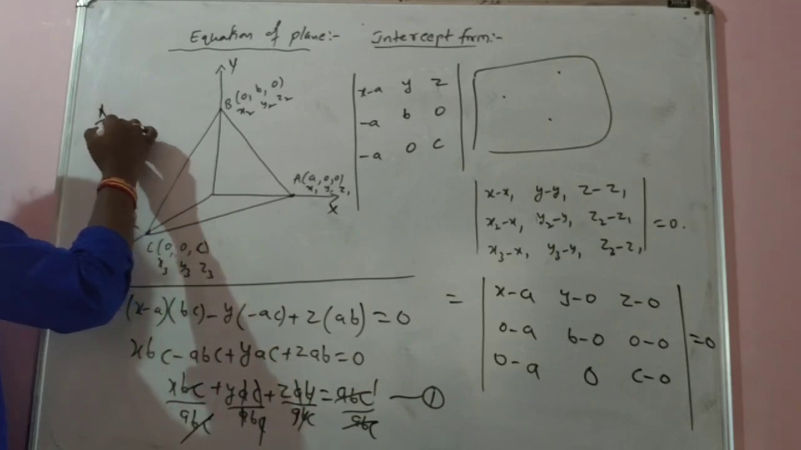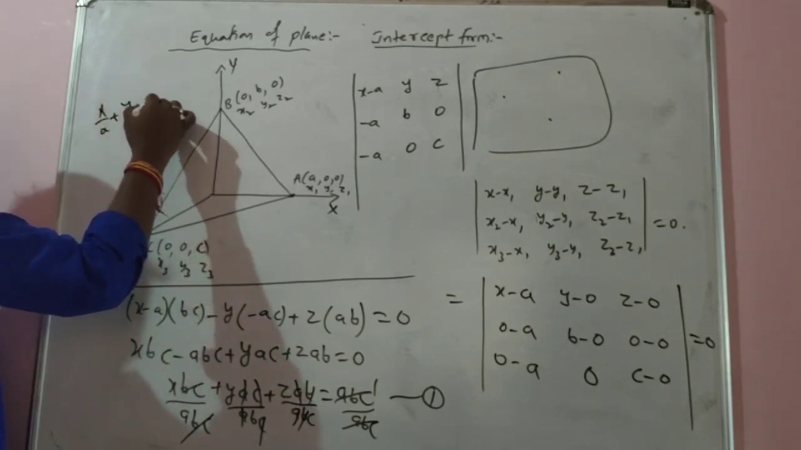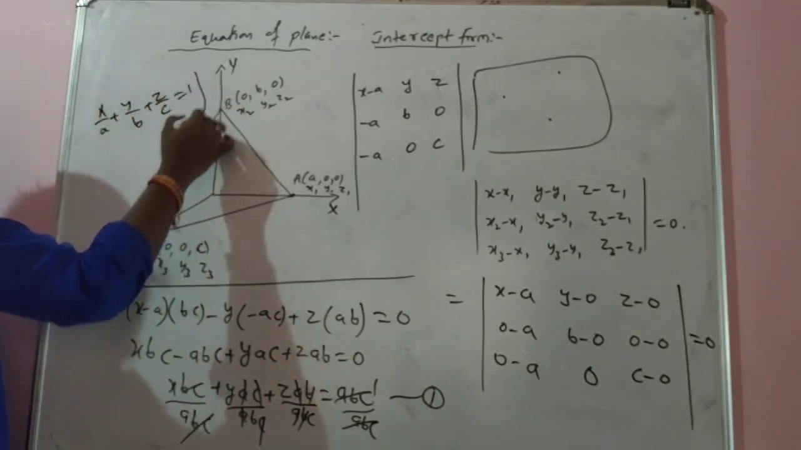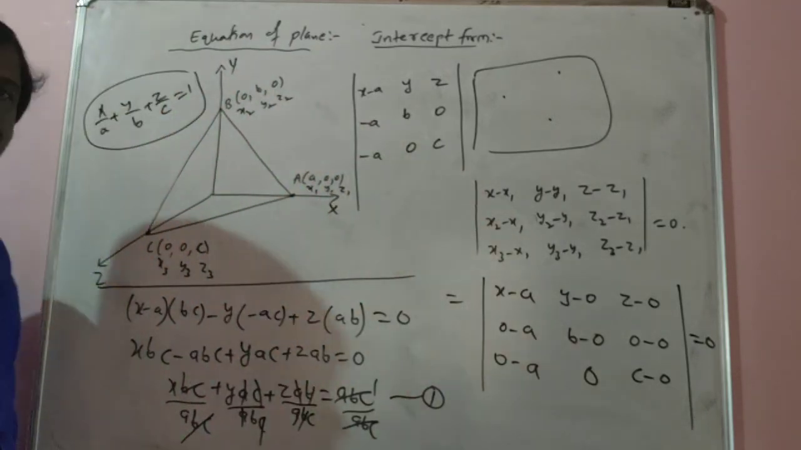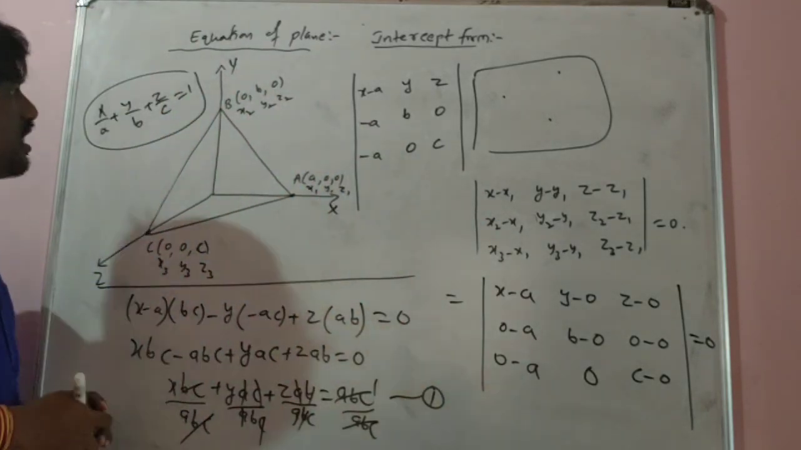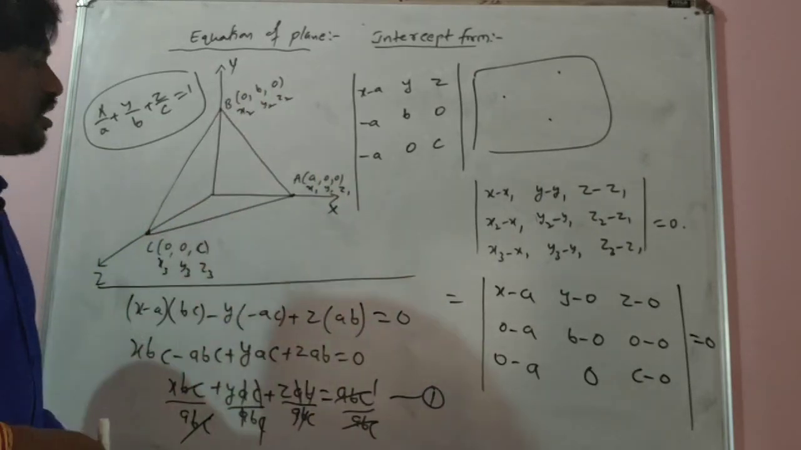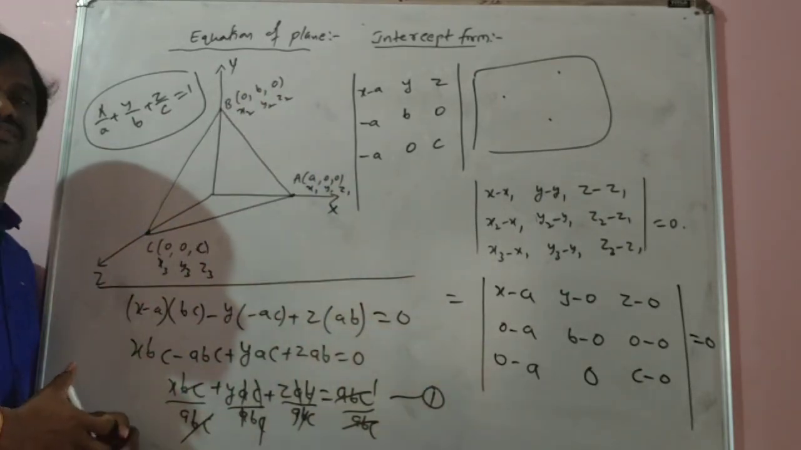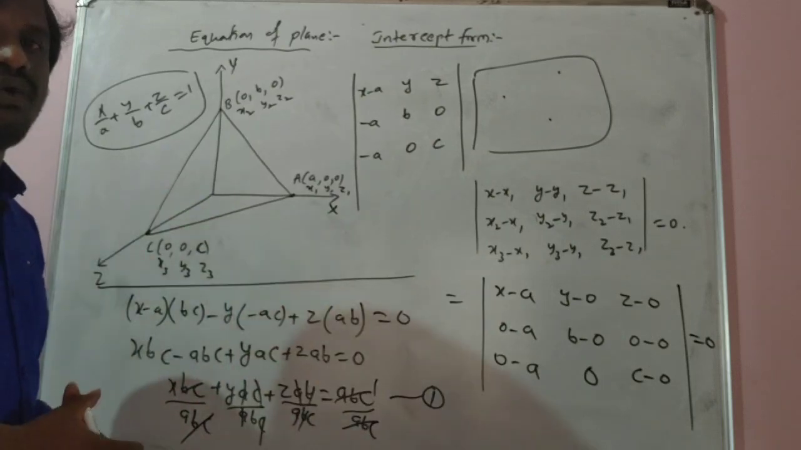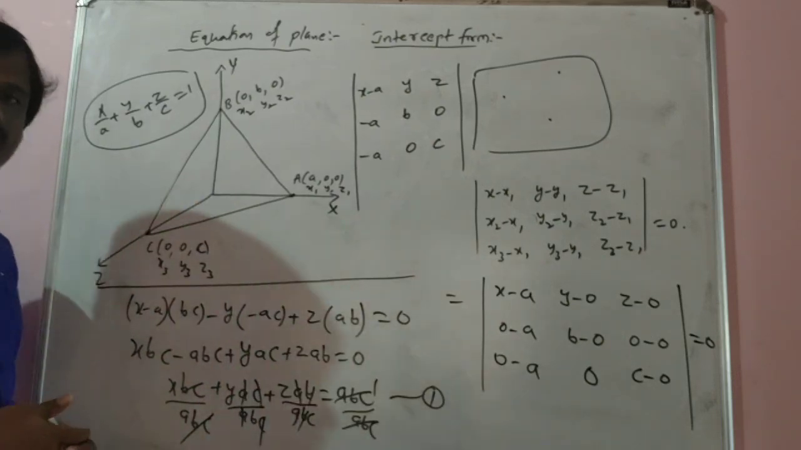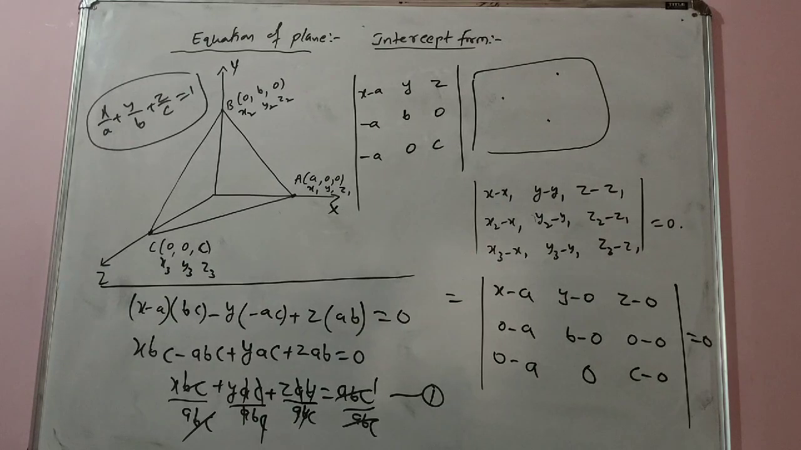So I got x by a plus y by b plus z by c is equal to 1. This is the equation of the plane. This is what we call the equation of the plane intersecting the x-axis, y-axis and z-axis. This you have to know very well, and let's solve the problems based on this.